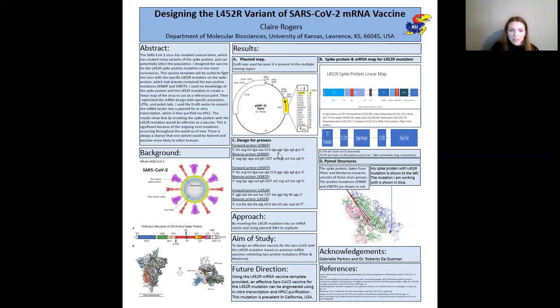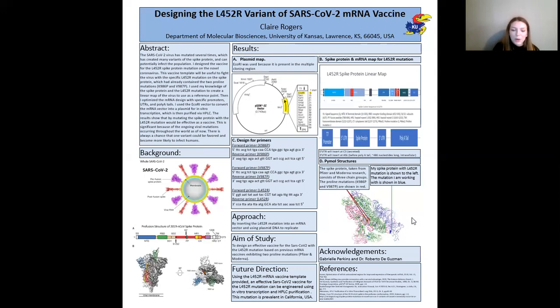Moving over to C, we have our primers. I showed the forward and reverse primers that will be used for each mutation. We have the lysine to proline and valine to proline, and then leucine to arginine, all shown there. Then we finally have our PyMOL structures. I labeled the 2 proline mutations in red, you can see here in the middle, and the L452R mutation is shown here in blue.